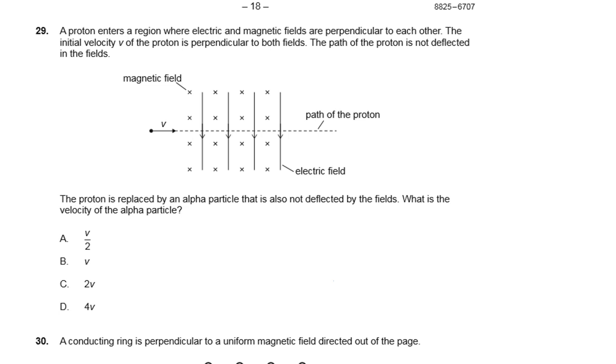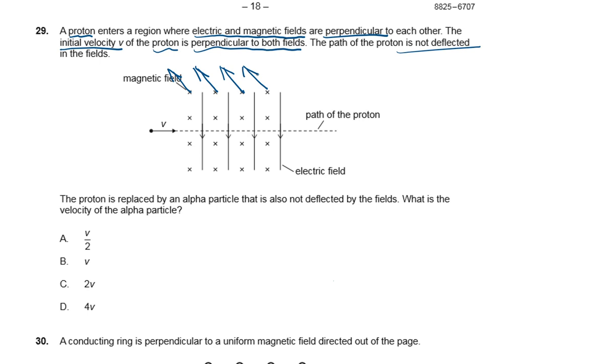Q29, and here we have a proton enters a region where electric and magnetic fields are perpendicular to each other. The initial velocity v of the proton is perpendicular to both of those fields. The path of the proton is not deflected in the field. Okay, so we have the magnetic field going into the page.